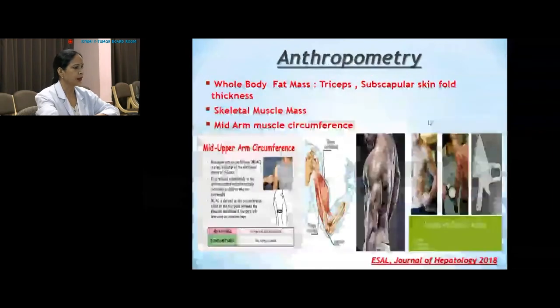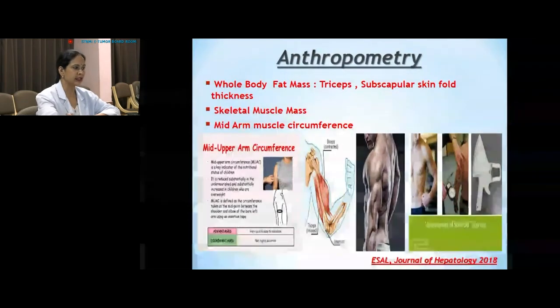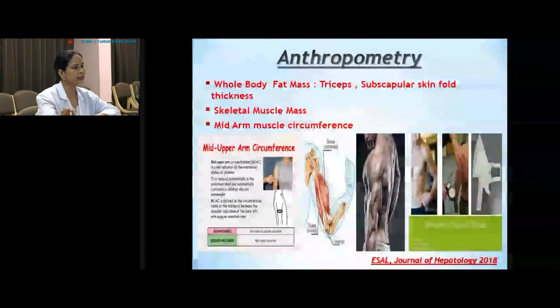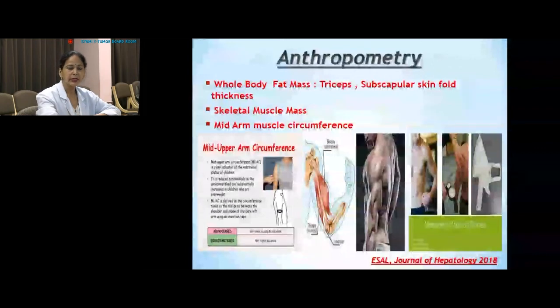Anthropometric measurements: whole body fat, triceps and subscapular skinfold thickness by Harpenden caliper. Skeletal muscle mass can be measured by the Harpenden caliper. Mid-arm circumference can be easily measured by a simple inch tape. So these are the easy methods that can be used for nutritional assessment of the patient, which are basic and very easy to perform in any setup.